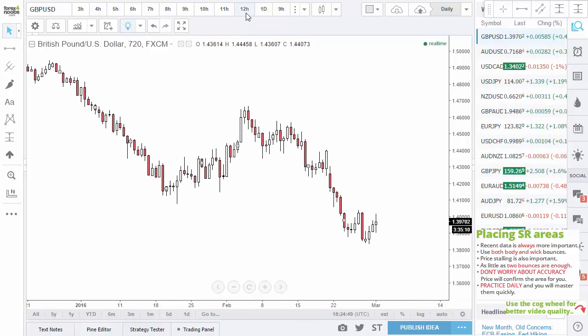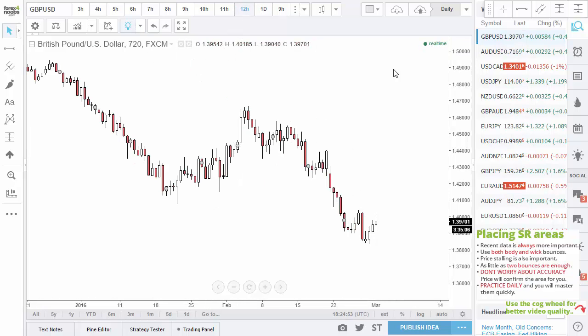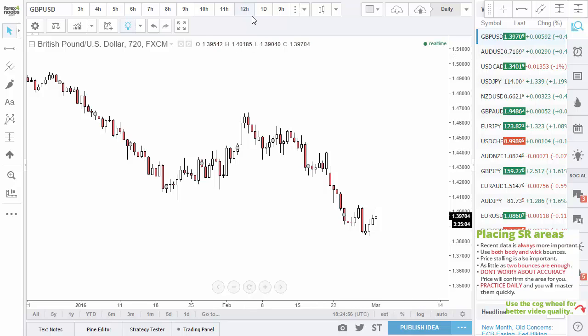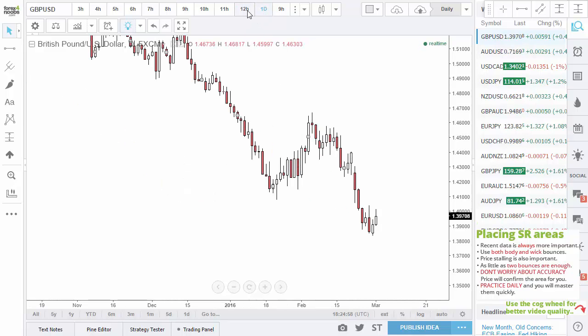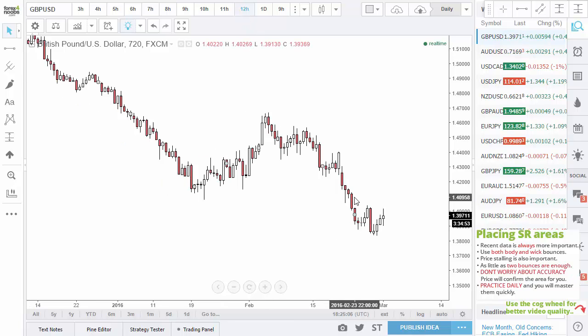So I place my support resistance areas mostly on 12-hour and daily. If you don't have access to 12-hour charts and you refuse to give up MT4, then you can place them on the daily. But having the 12-hour as a filter is very nice. And you will in fact see today that most of the placements happen on the 12-hour more so than the daily charts.